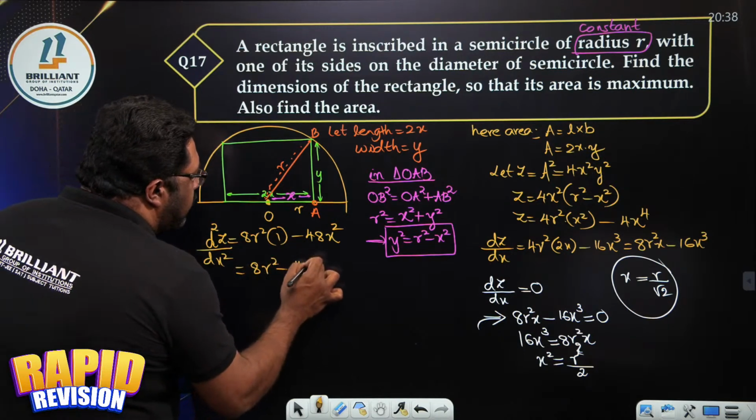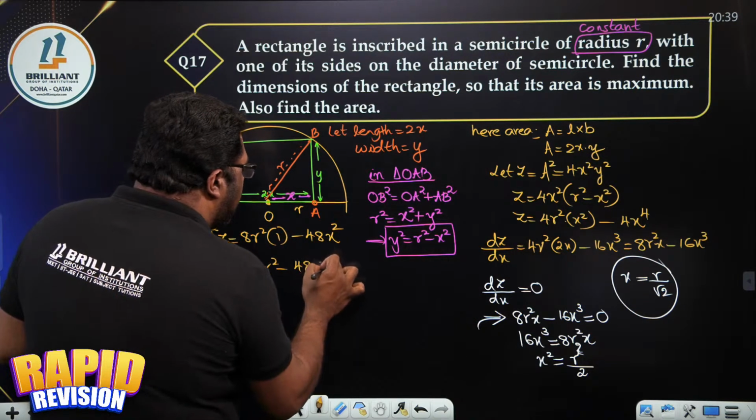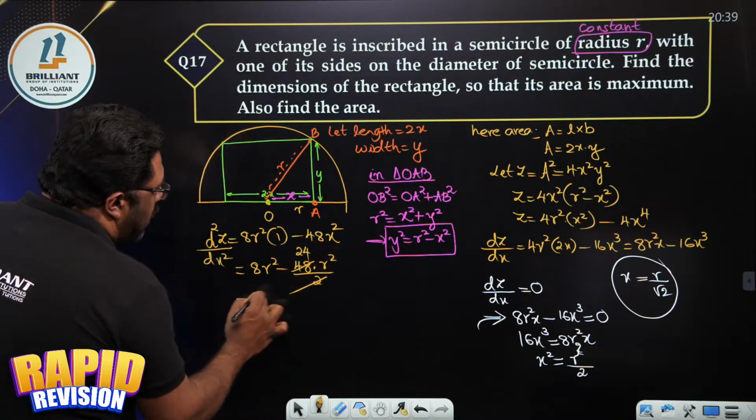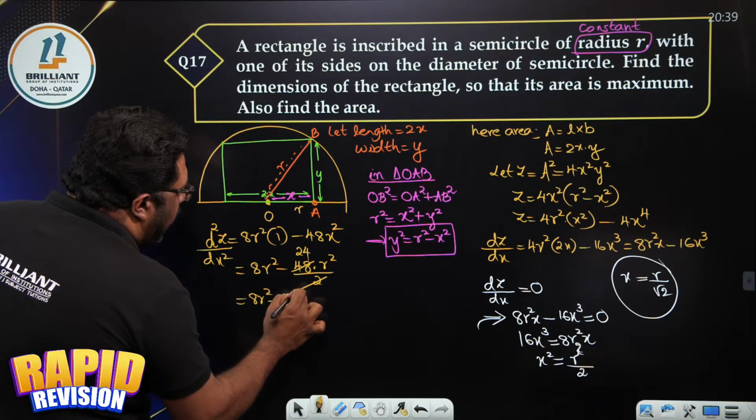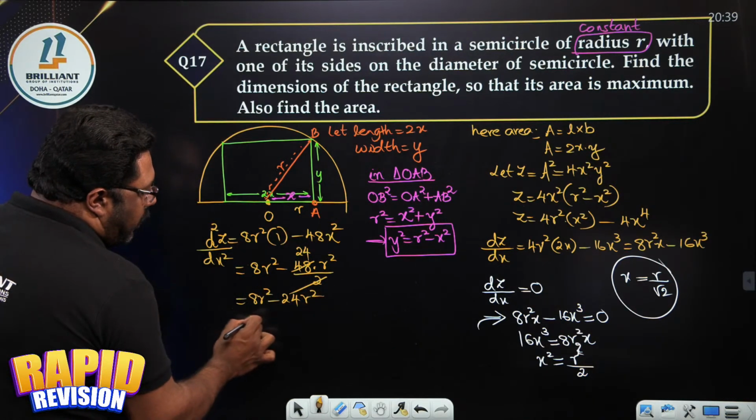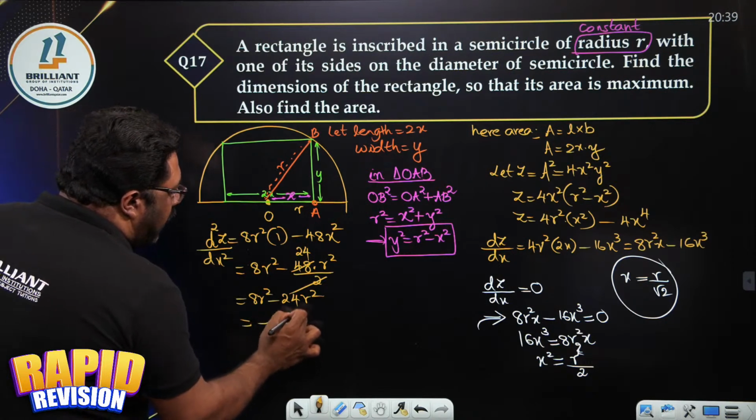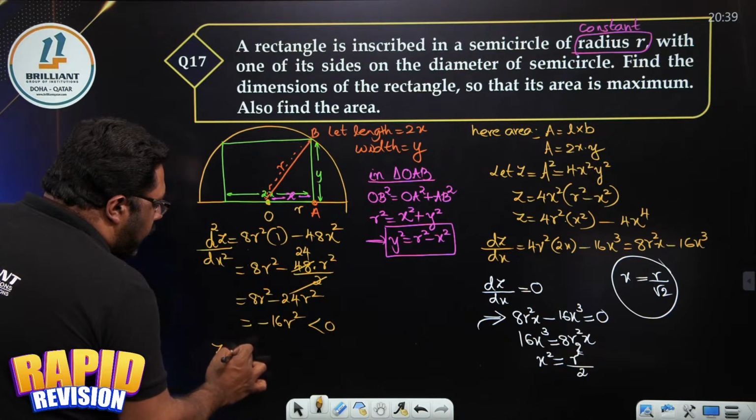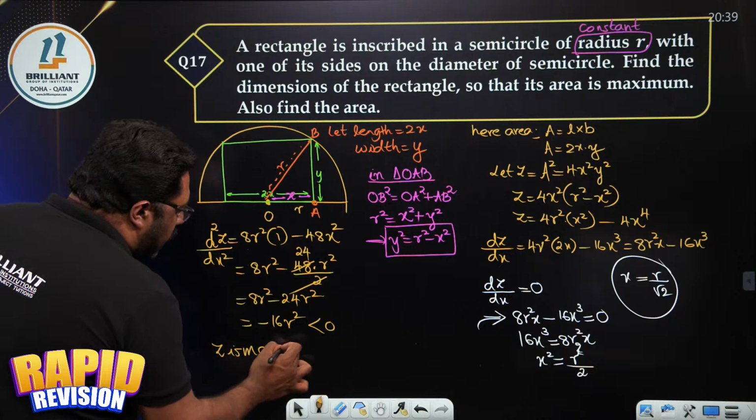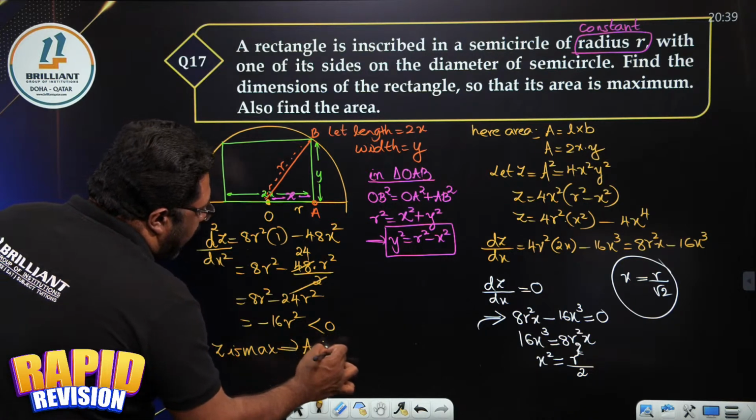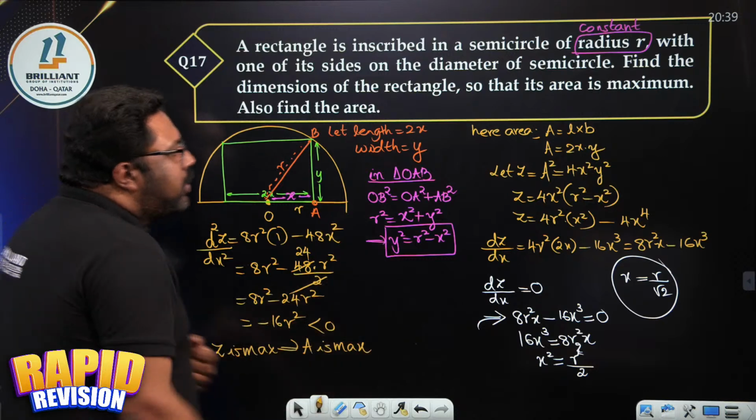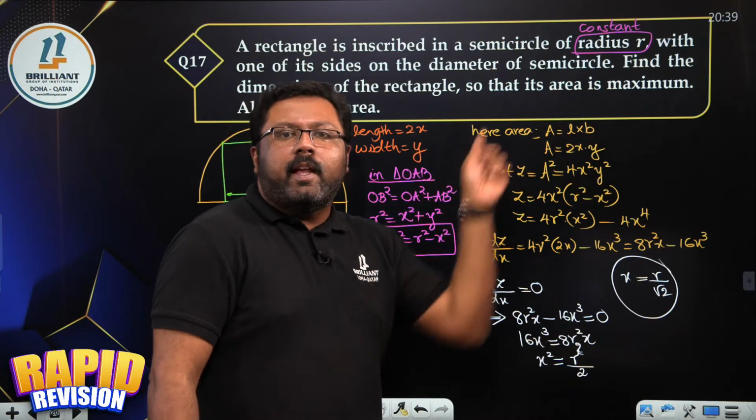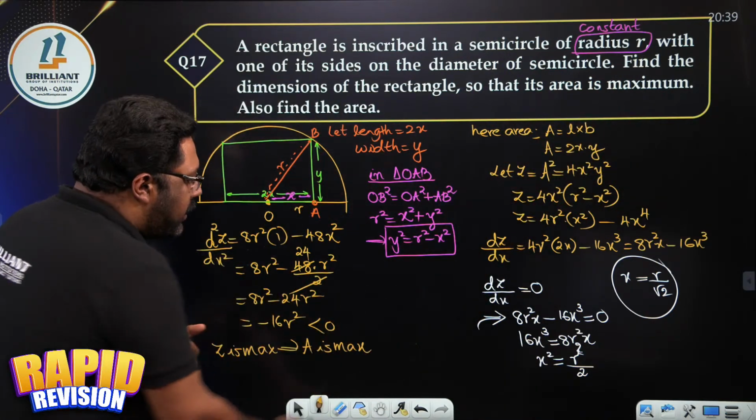Substitute x squared. x squared is r squared by 2, so this becomes 24r squared. So 8r squared minus 24r squared, which is negative 16r squared, less than 0. Less than 0 means z is maximum, which implies area A is maximum. I already told you I'm substituting the area A squared as z. So if area is maximum, its square is also maximum. Area is maximum.